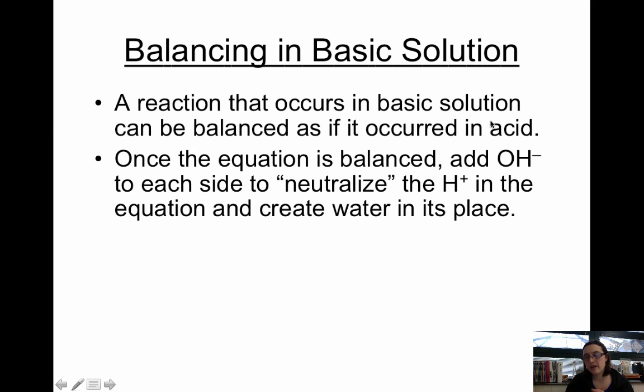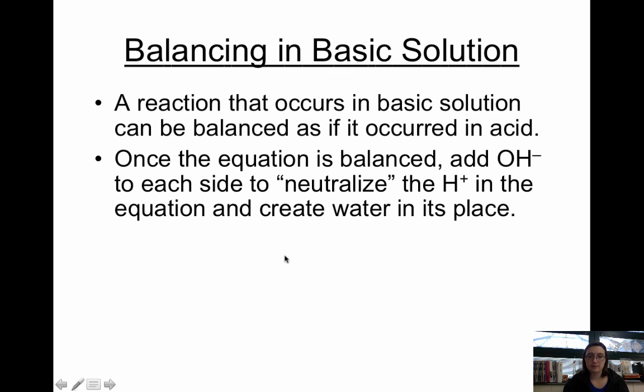So you use water to balance the oxygens, H plus to balance the hydrogens, and then you have to add OH minus to both sides in order to neutralize the H plus. Because you can't just add it to one side, because then you are changing the mass. The mass is no longer balanced. So just like in algebra, if you add 2x to one side, you have to add 2x to the other. So then you're going to add hydroxide to each side in order to neutralize H plus. And then you're just going to create water in its place.